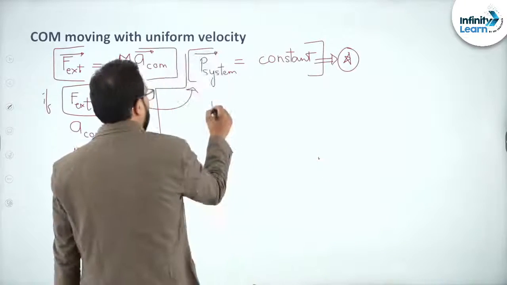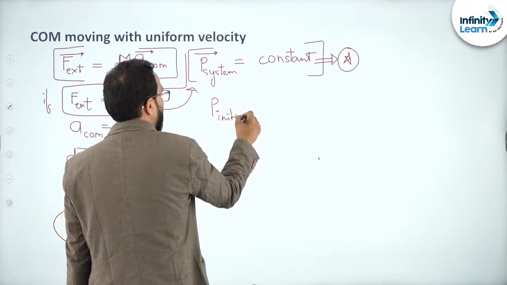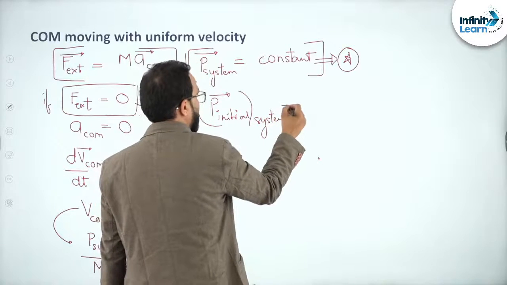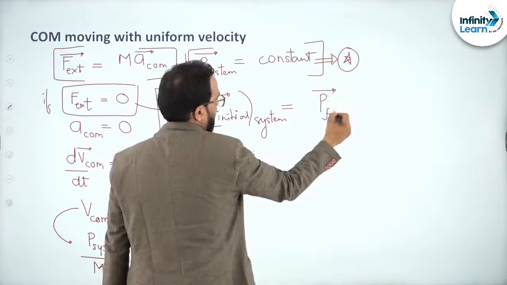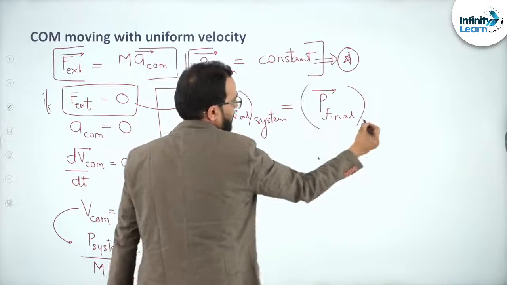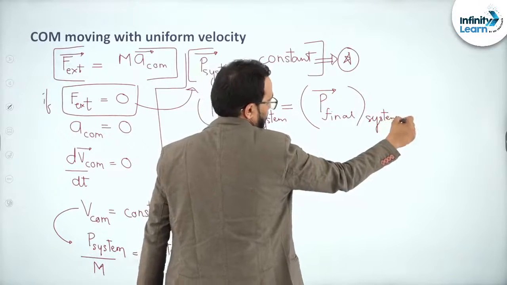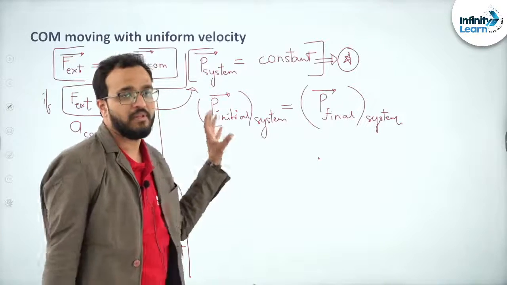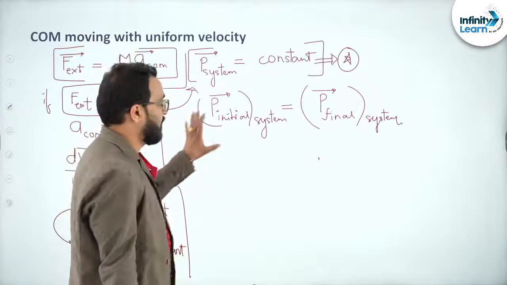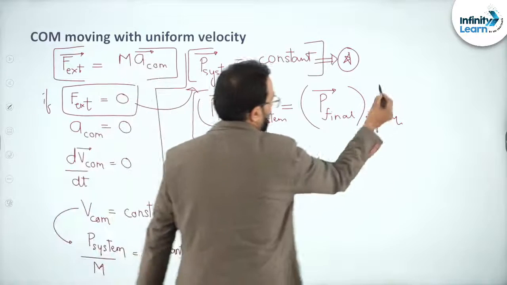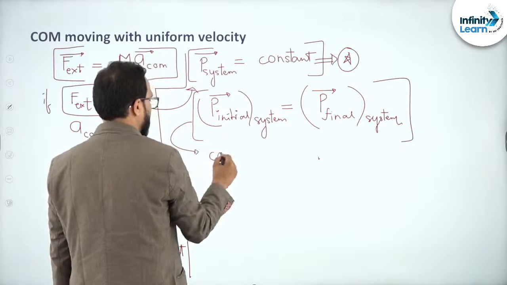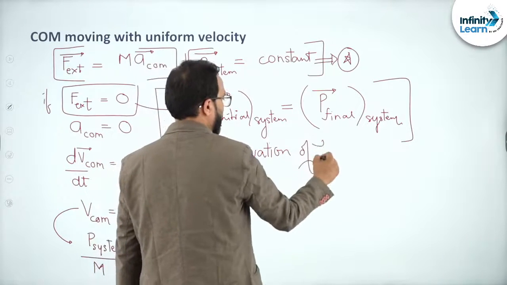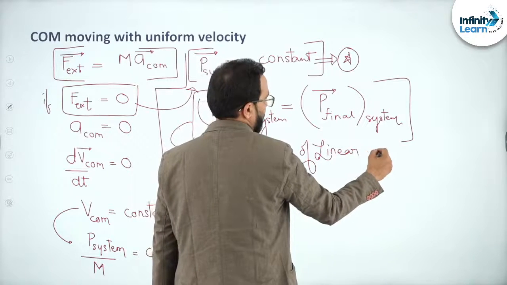That means I can say that the initial momentum of the system will be equal to the final momentum of the system. Do you understand this, students? This is simple, simple, simple. So this is also known as conservation of linear momentum.